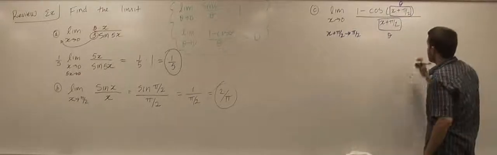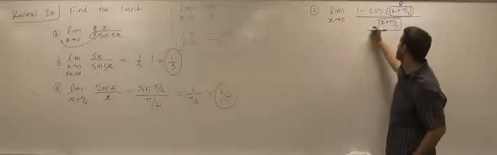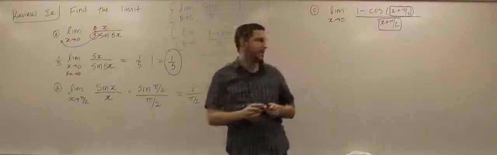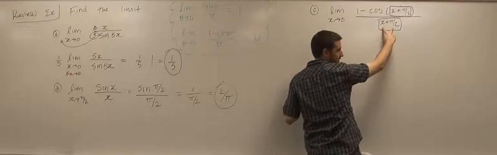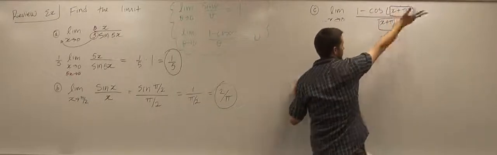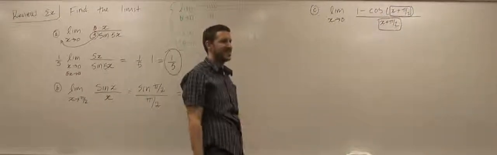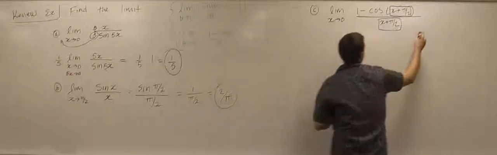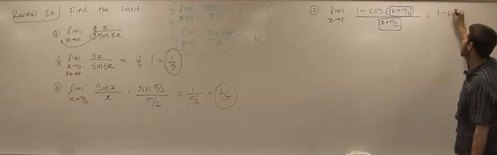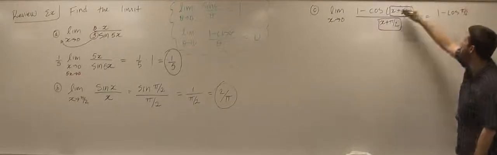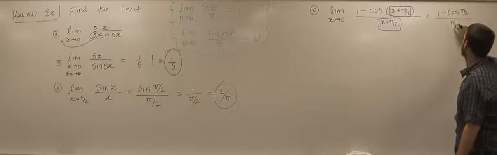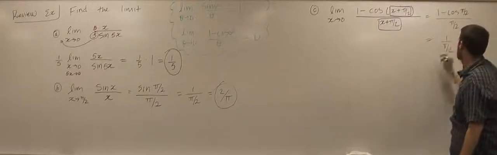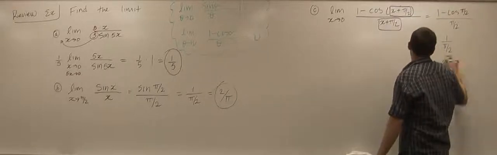In fact, you don't need to do anything that tricky. You can just plug it in. Because if you plug 0 in for x, the denominator is not 0. So you can just plug it in this case. So you'll get 1 minus cos pi over 2, because this is 0, over pi over 2. Cosine of pi over 2 is 0. So 2 over pi.